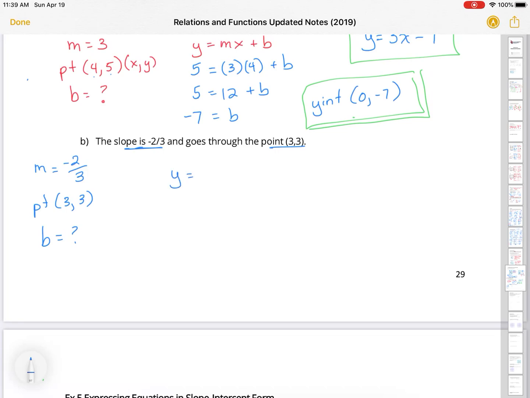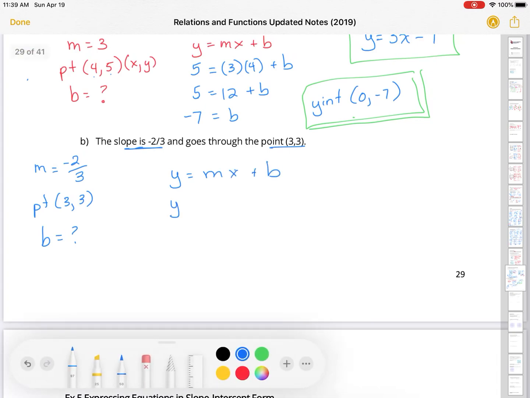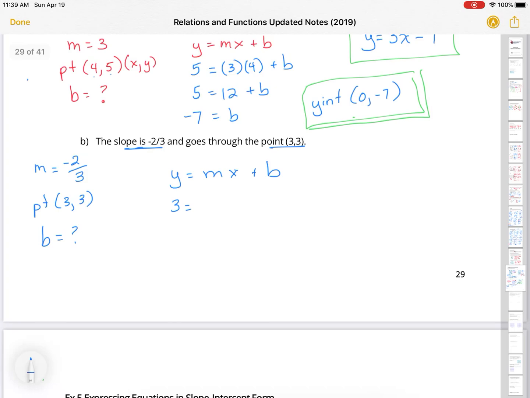So I take what I know. y is equal to mx plus b. So let's substitute in. Oops, I got to do some substituting. So my y value would be 3. My slope is negative 2/3. My x is 3, plus b.